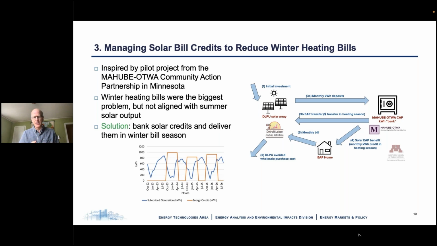A solar bill credit is kind of an abstract commodity once it's created. Solar electricity generation happens when it happens, in the summer especially. A bill credit can be saved up for later. So it's an additional flexibility of community solar, and this Minnesota project put that flexibility to good use.